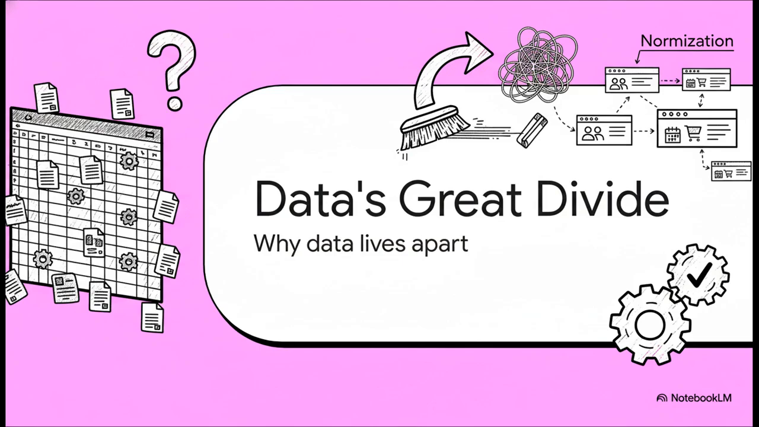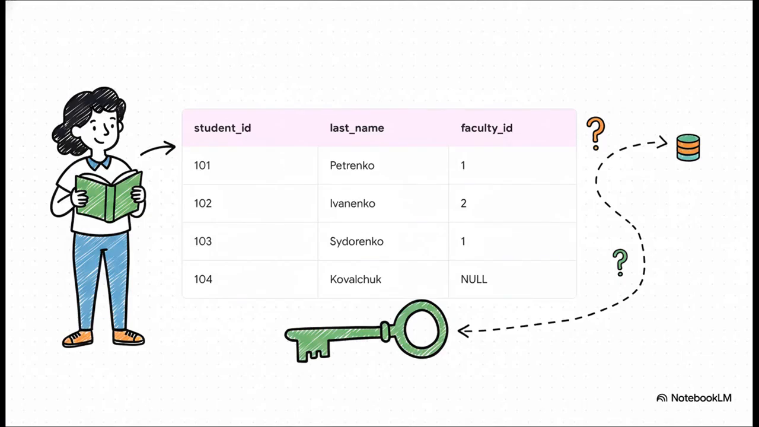So why not just keep everything in one giant spreadsheet? Well, in good database design, you actually split related info into different tables on purpose. It's a thing called normalization, and it's all about avoiding repetition and keeping your data clean, efficient, and way easier to manage.